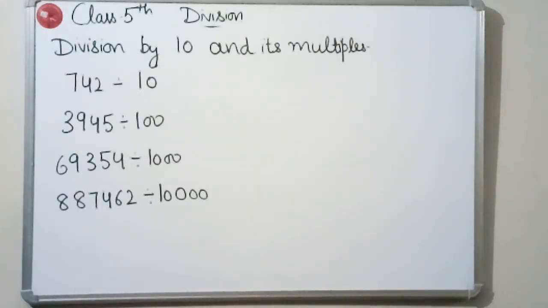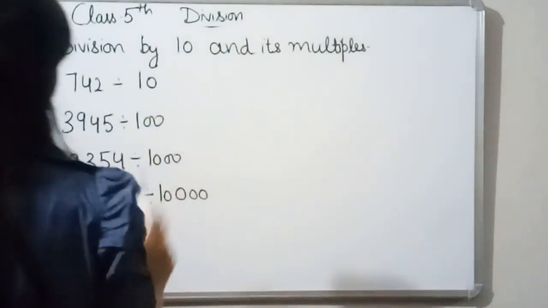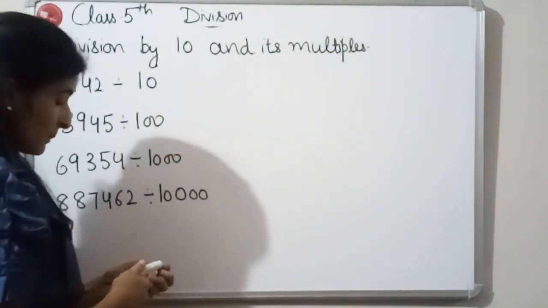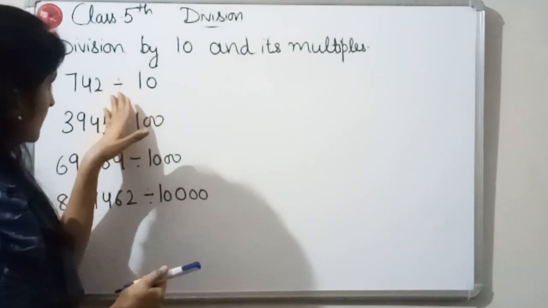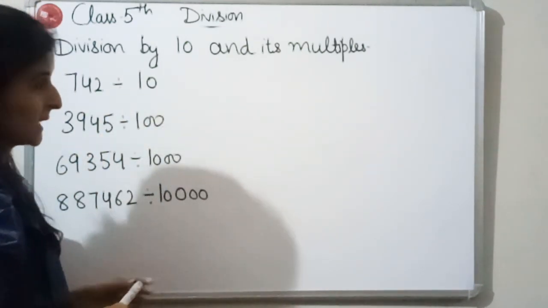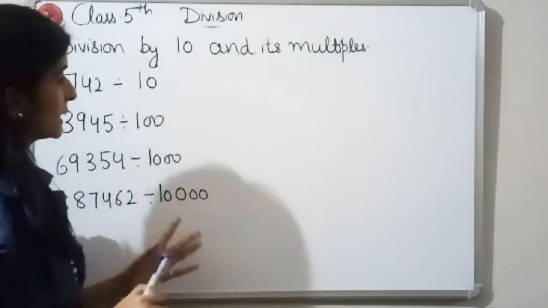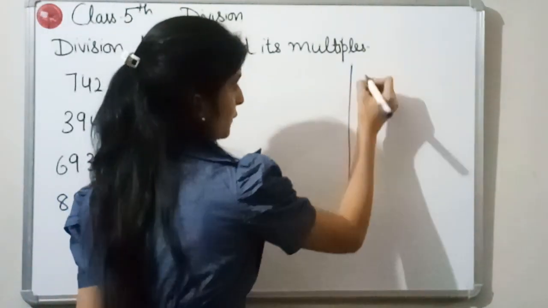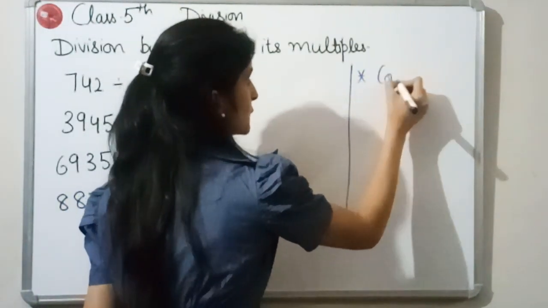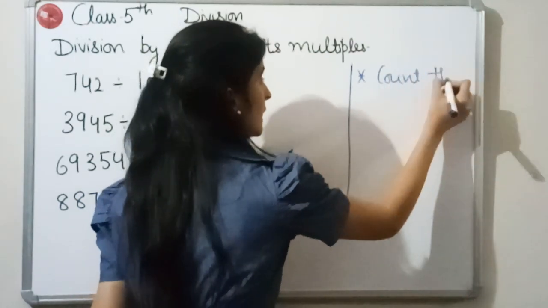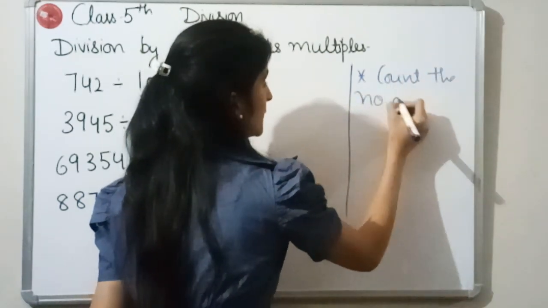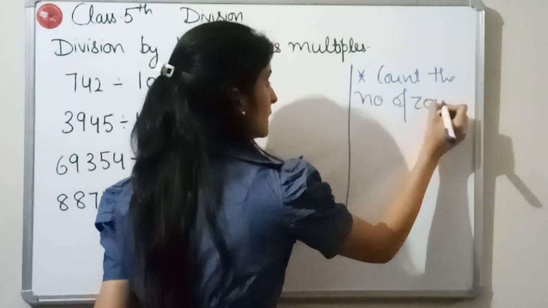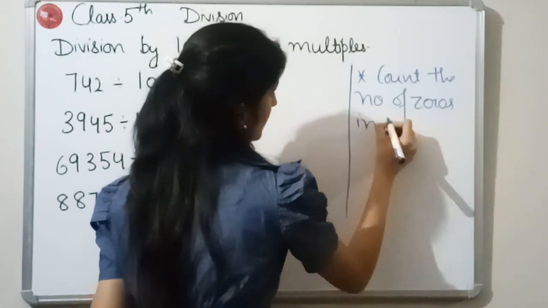Next we have division by 10 and its multiples. Suppose here we are dividing this number by 10. So children, how do we divide by 10 and its multiples? First of all, the first step is we have to count the number of zeros in the divisor.